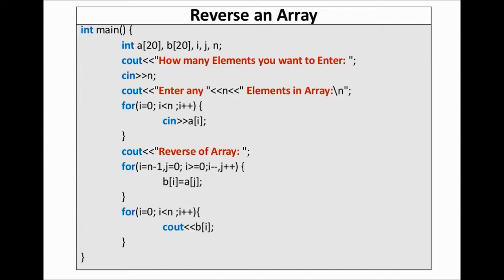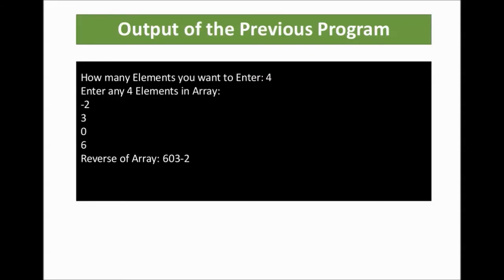Here is the output of this program. When we enter the values, for example, we enter 4 values in array a: -2, 3, 0 and 6. When we store them reversely in array b, this array b displays 6, 0, 3 and -2. Here 6 is the last element in array a, but it is the first element in array b. Similarly, -2 is the first element of array a, but now it becomes the last element in array b.